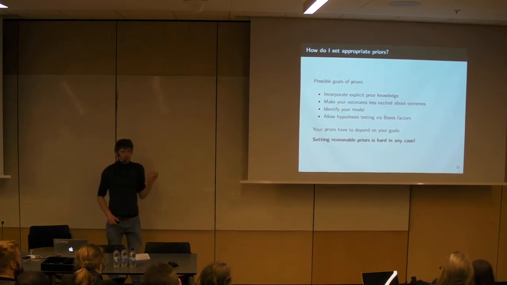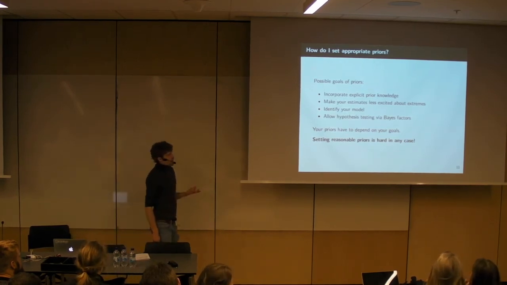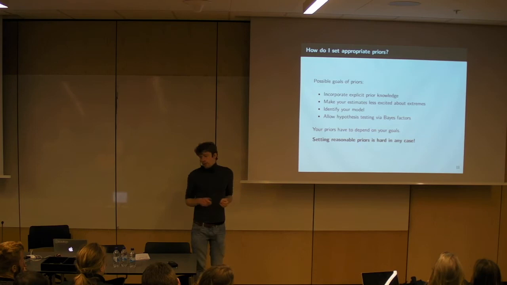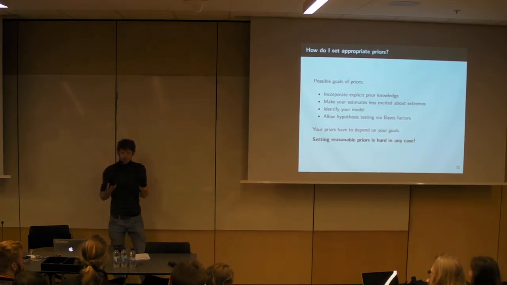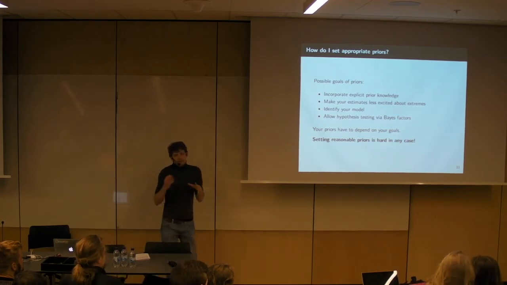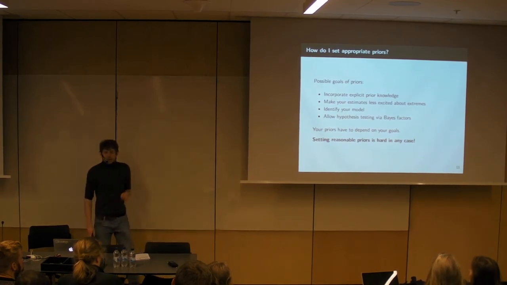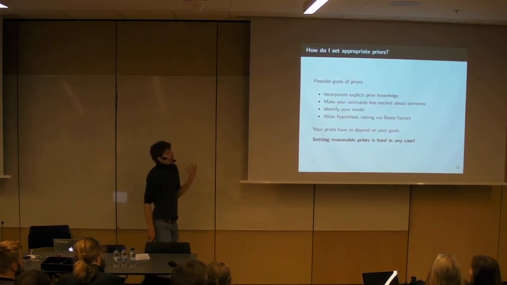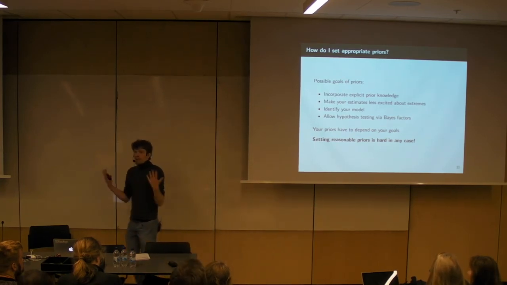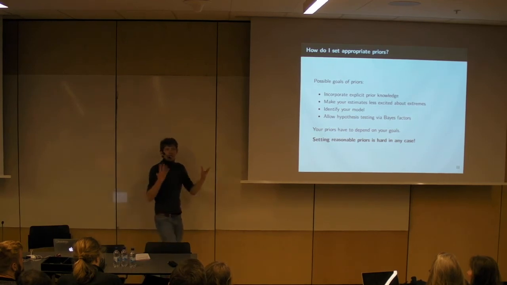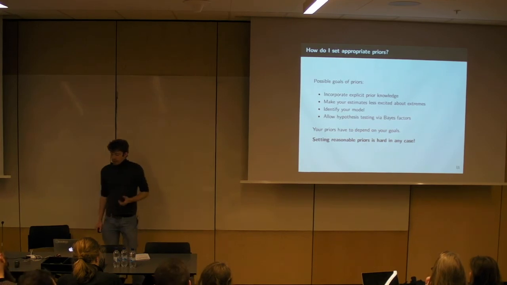So the first thing is that we should think about what's the goal of my analysis, what's the goal of my prior. For instance, I could explicitly incorporate prior knowledge into my model, based on previous experiments. Or, what I usually do in multi-level models, I make my estimates less excited about extremes. So I'm providing shrinkage, I'm preventing overfitting, I'm preventing the model from fitting noise. Just doing good stuff, really, by using reasonable priors.